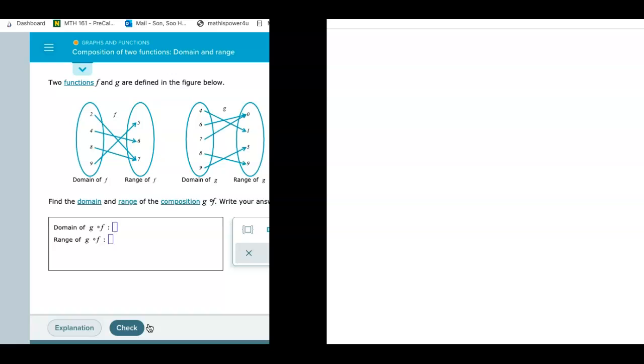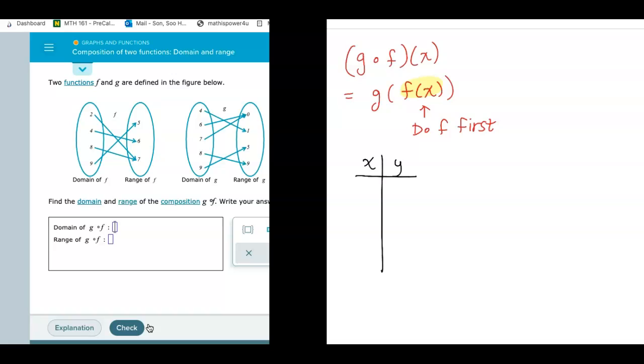So they want me to find g composed with f of x, which means I'm doing g of f of x. I must evaluate f of x first. So do f first, and then g next. Okay, so let me do the f table. X and y. This is for f. I think ALEKS tends to put the first function on the left picture.